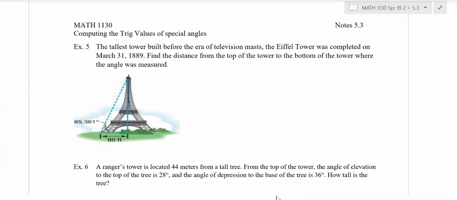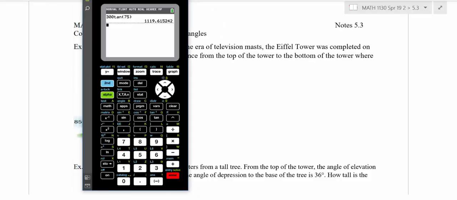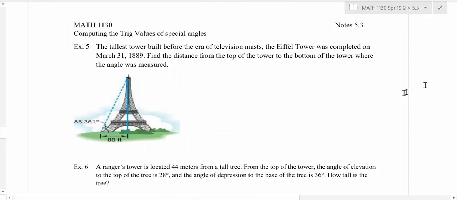Okay. So the next thing we're going to look at here is this one's talking about the Eiffel Tower. So I just found some diagrams on the internet that I liked. So this one says that the Eiffel Tower was the tallest tower when it was built in 1889. So what we're going to do is they've given you this measurement here. They've given you an angle of elevation to this part of the tower. To the top of the tower is 85.361 degrees, and this distance is 80 feet like that.